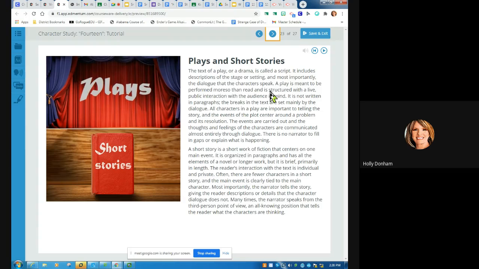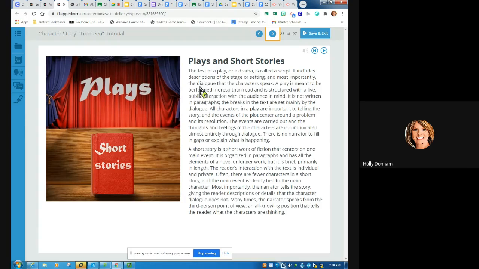And a play is meant to be performed rather than read because it's structured with a live public interaction with the audience in mind. It's not written in paragraphs. The breaks in the text are set mainly by dialogue. Characters are important to telling the story, and the events of the plot center around a problem and its resolution. The events are carried out, and the thoughts and feelings of the characters are communicated entirely through dialogue. There's no narrator to fill in gaps, but I will say that in some plays there are narrators, but in a lot of plays there are not.